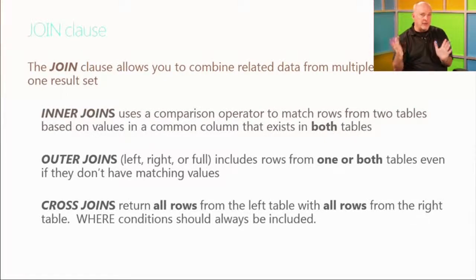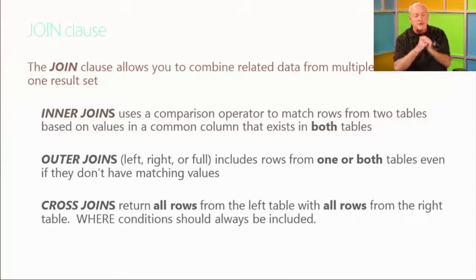Outer joins, if it's a left outer join versus a right versus a full, but if it's a left outer join, it's going to include rows from one or both tables, even if they don't have matching values. So if it's a left outer join, it's going to give me everything in that first table, say a product from the products table, and then any match from that second table. So that's what it'll do for that. If it was a right outer join, it'd be everything from the right table and only the matches from the left table.